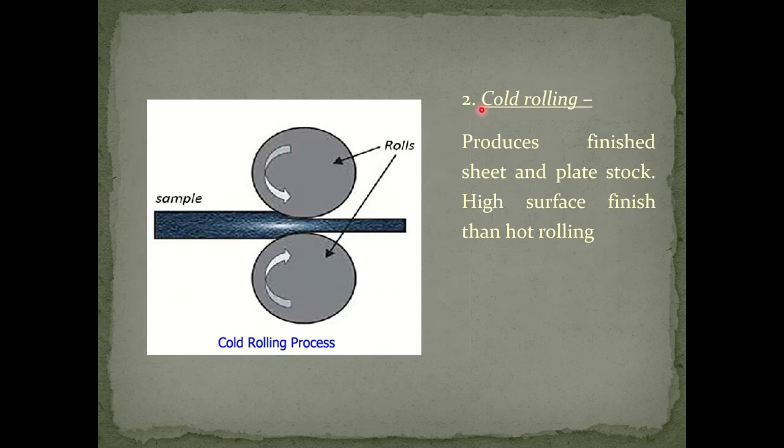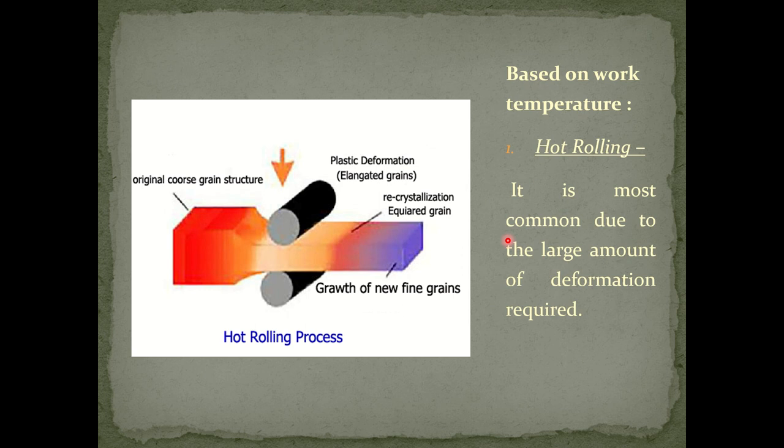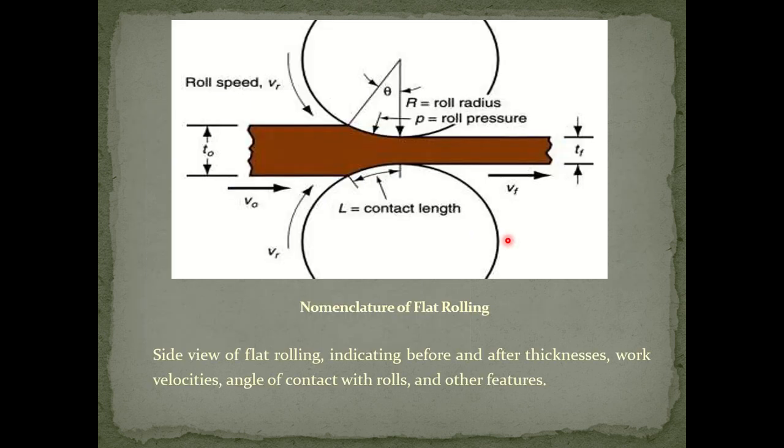And in cold rolling, we provide input material at room temperature or a slightly elevated temperature. Because of that, we produce a highly surface finished product. It produces sheet and plate stock with a higher surface finish than hot rolling. Means if you require a high surface finish product, then we can go for cold rolling. If you want high deformation, then we use the hot rolling process.